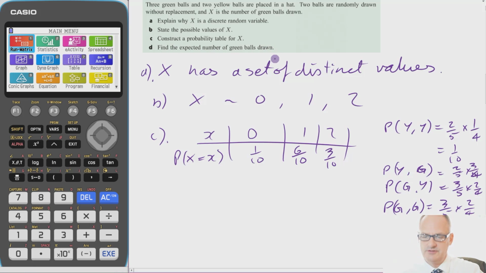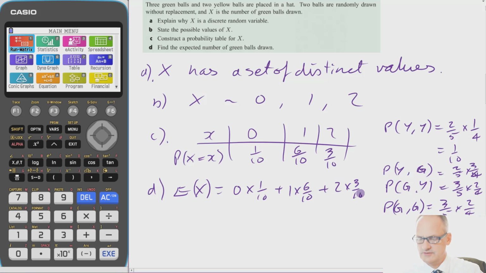Find the expected number of green balls drawn. So part D: the expectation of X will equal 0 times 1/10, plus the value times the probability, 1 times 6/10, plus 2 times 3/10. So that's going to be 0 plus 6/10 plus 6/10. So the final answer is going to be 12/10, which is equal to 1.2.